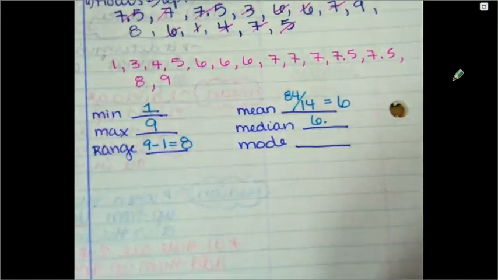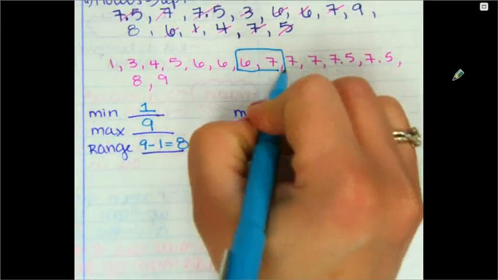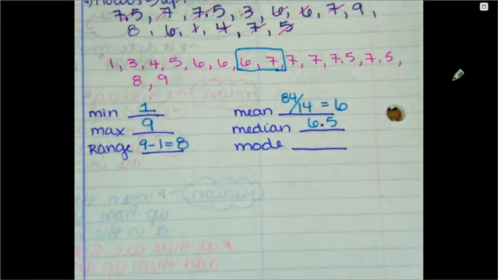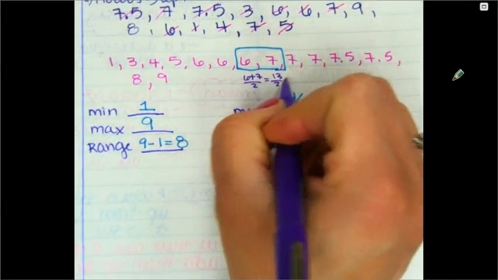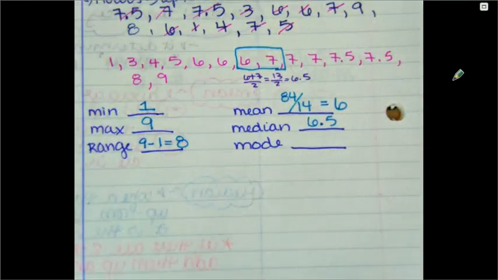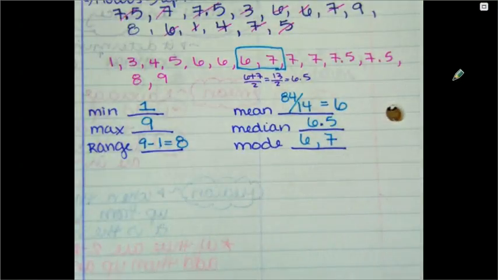It's right here. So you have to do 6 plus 7, divide by 2, which is 13 over 2, which is 6.5. And the mode. 7 and 6. 6 and 7. We good? Easy?